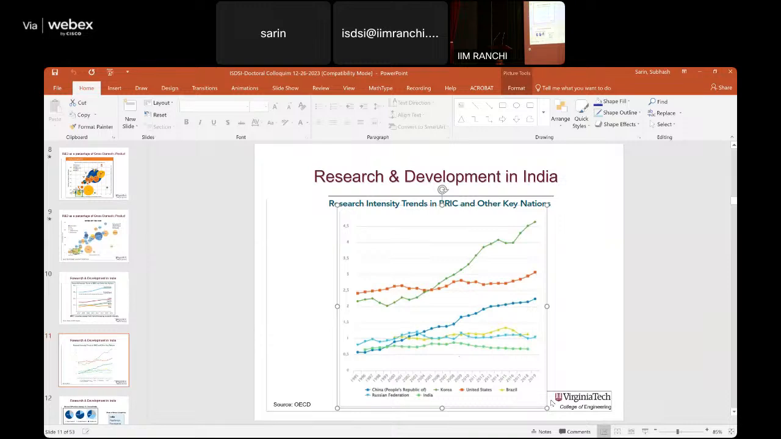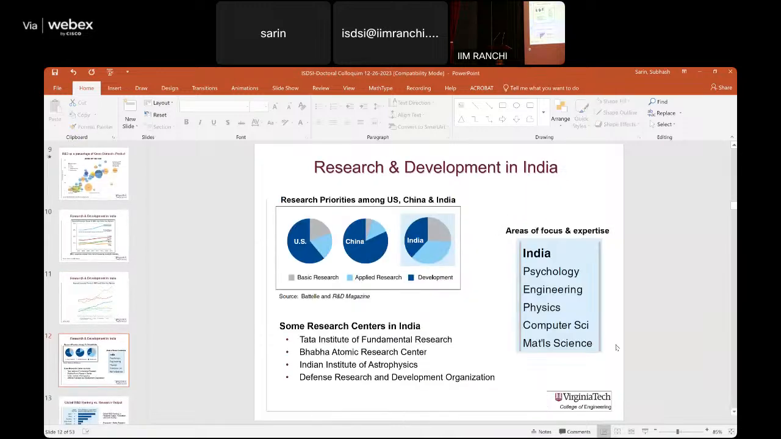Just to get an idea as to the kind of research and development that goes on in India, the areas are like psychology, engineering, physics, computer science, and materials engineering. These are some of the key research facilities in India: TIFR, Bhabha Atomic Research Centre, and the Institute for Astrophysics, and so on.